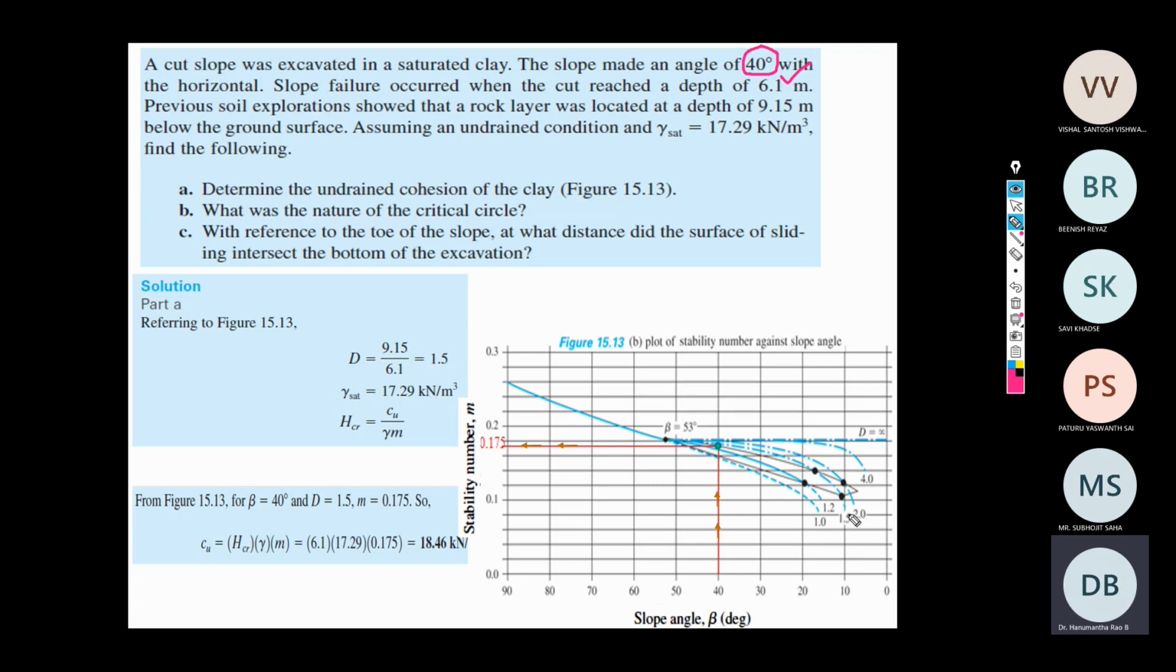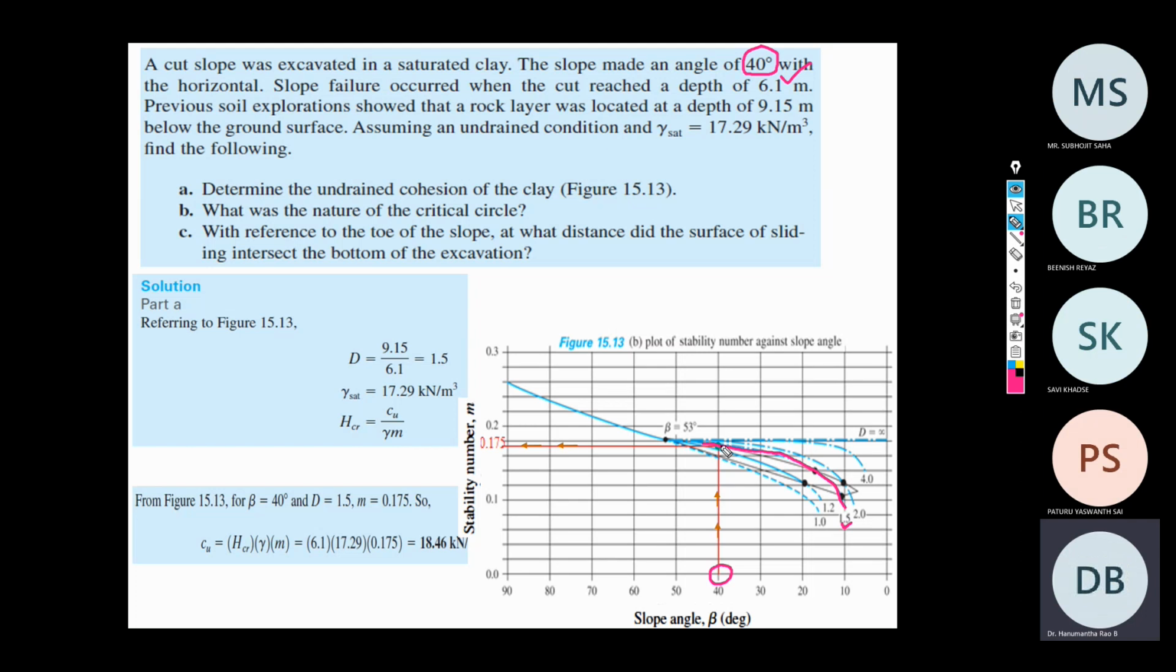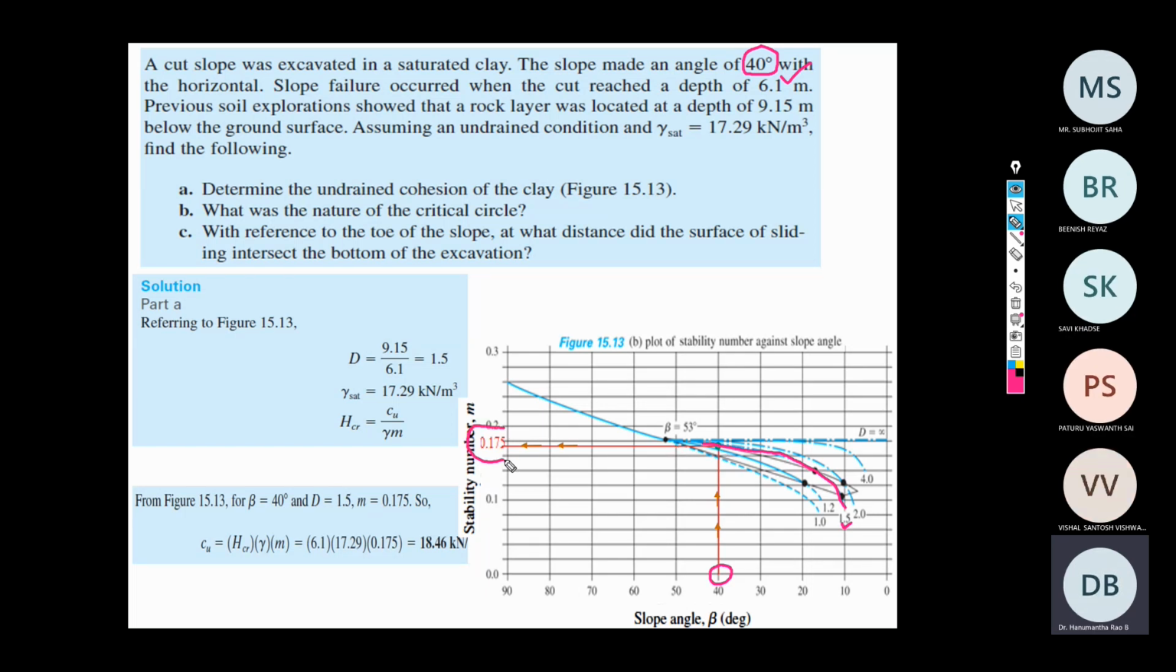Now pick up the trend line corresponding to 1.5. So here it is 1.5. Now corresponding to this graph, you need to find the stability number value. Now beta is 40. So with beta as 40, draw a vertical line onto the trend line corresponding to D of 1.5. So this is the 1.5 line. Wherever it is touching the 1.5 trend line, from there draw another horizontal projection line onto the coordinate, that would give you the stability number M. So here in this case it is 0.175.